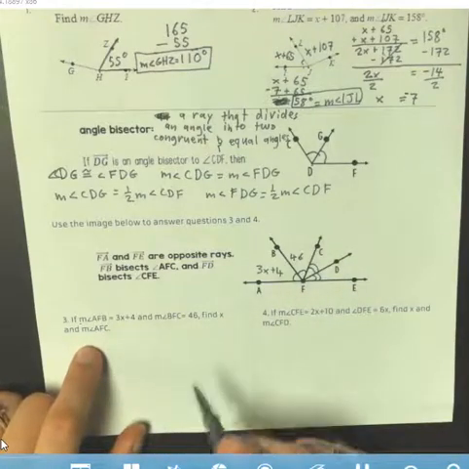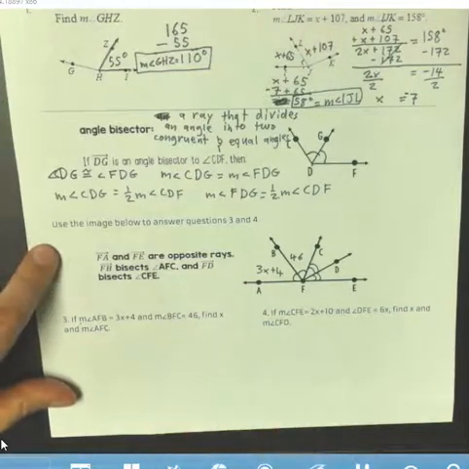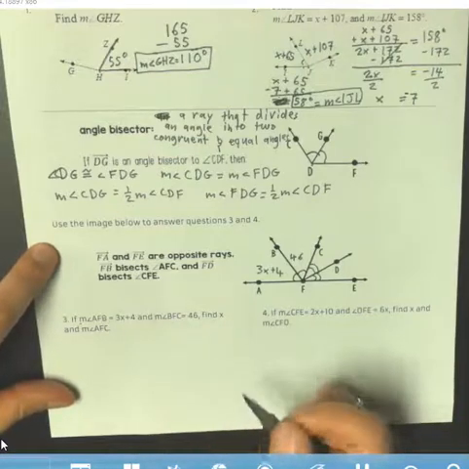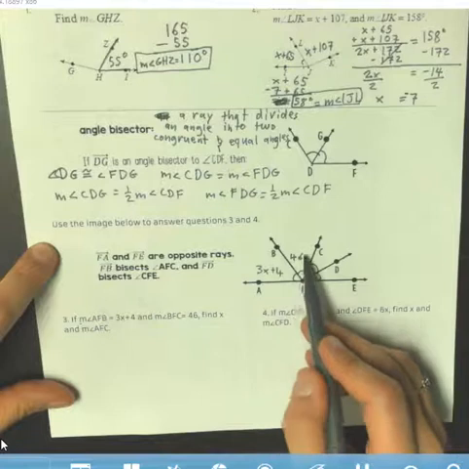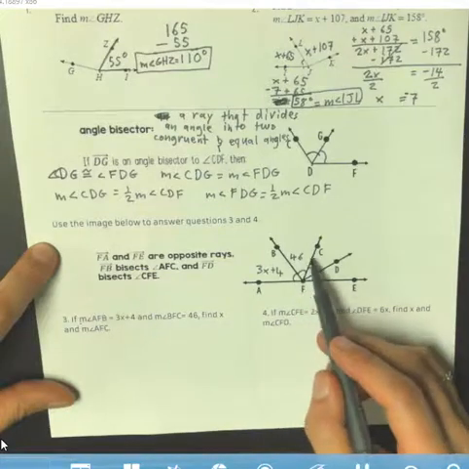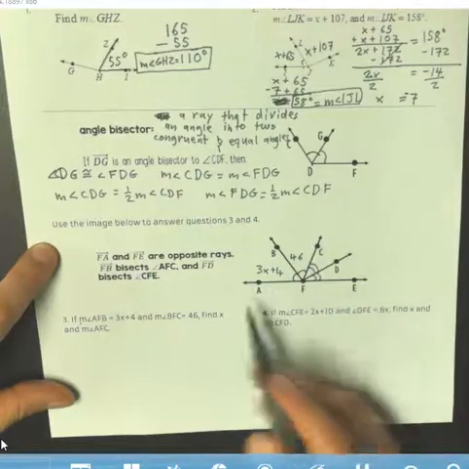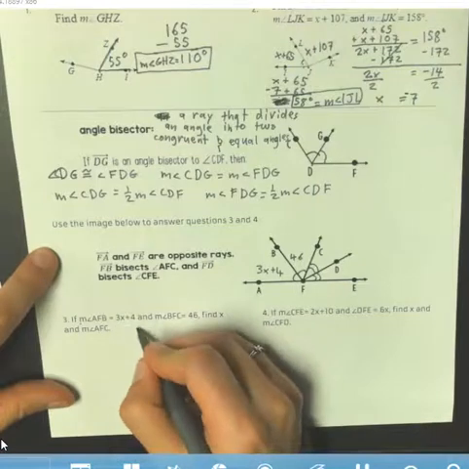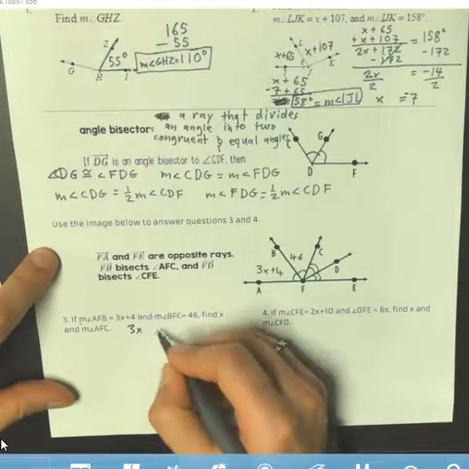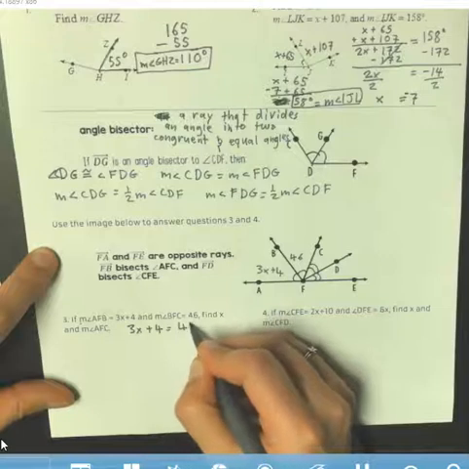So we have to have two answers because it's asking two questions. To do this, I'm going to have to consider that this right here equals this right here, because these are two equal halves of this big one. So I'm going to write that down. 3x plus 4 is equal to 46.